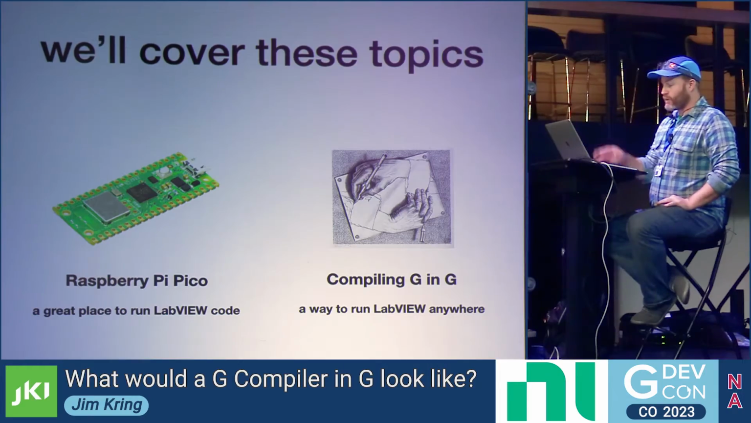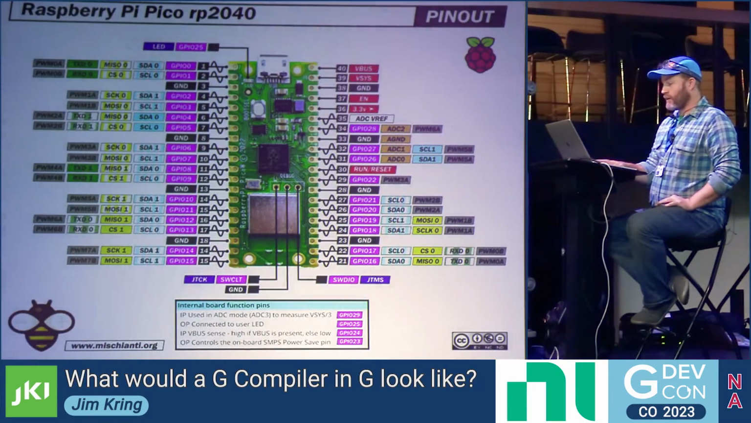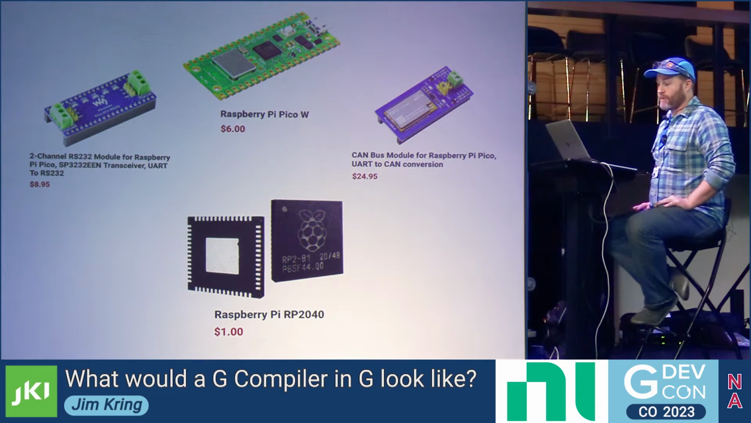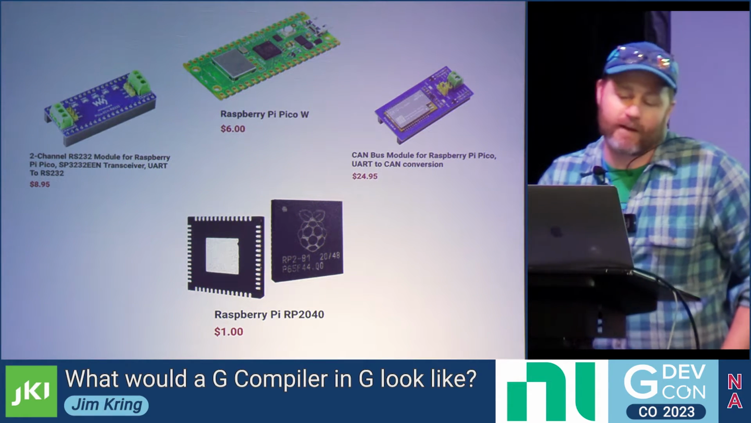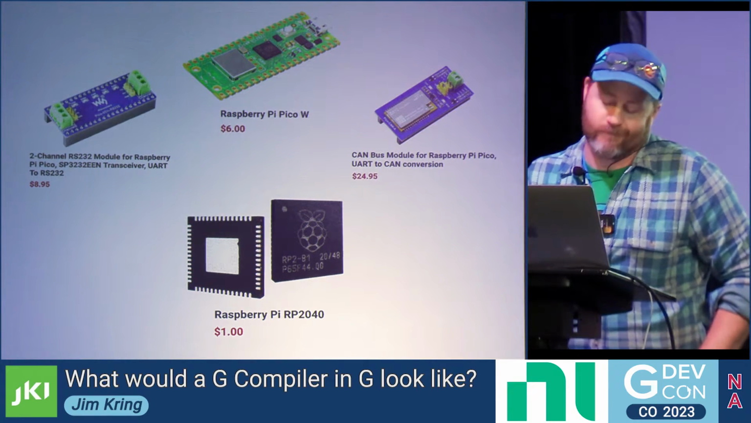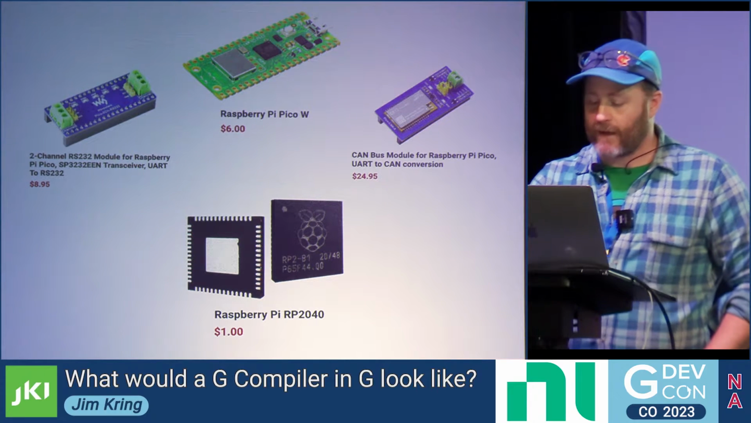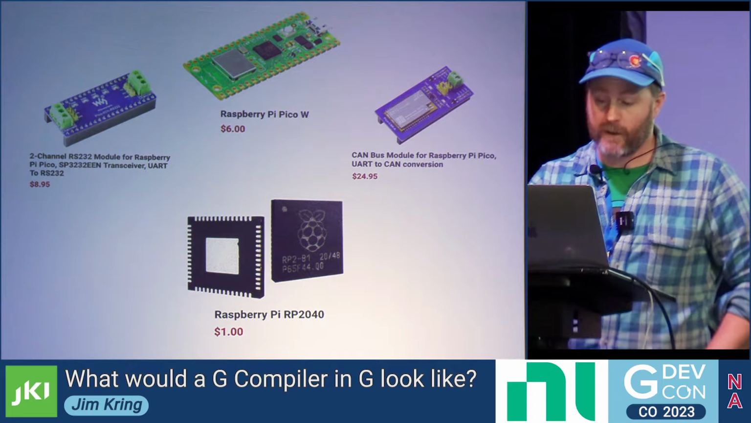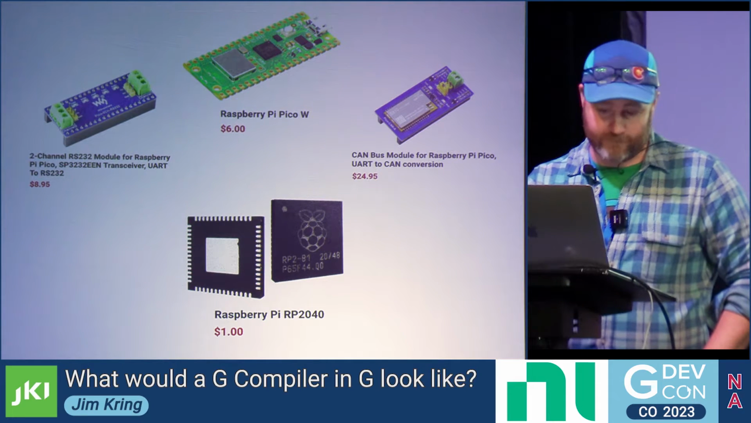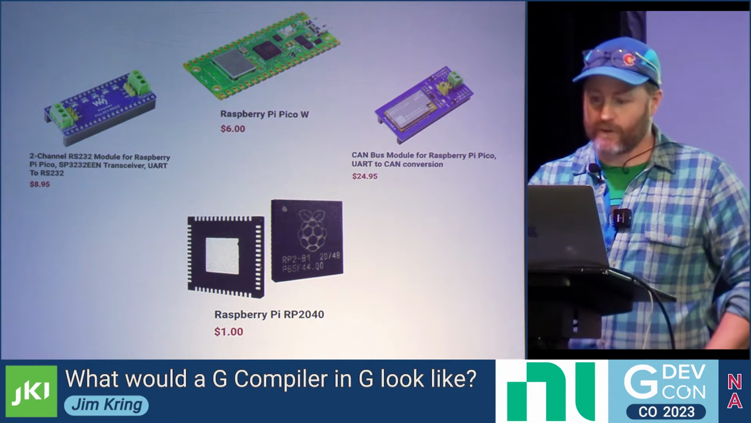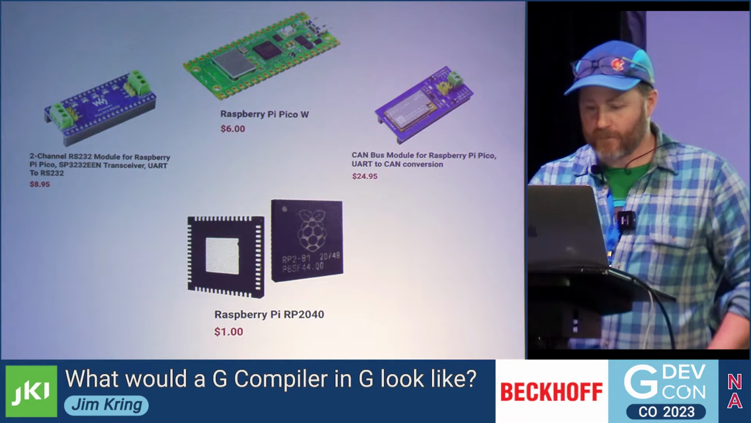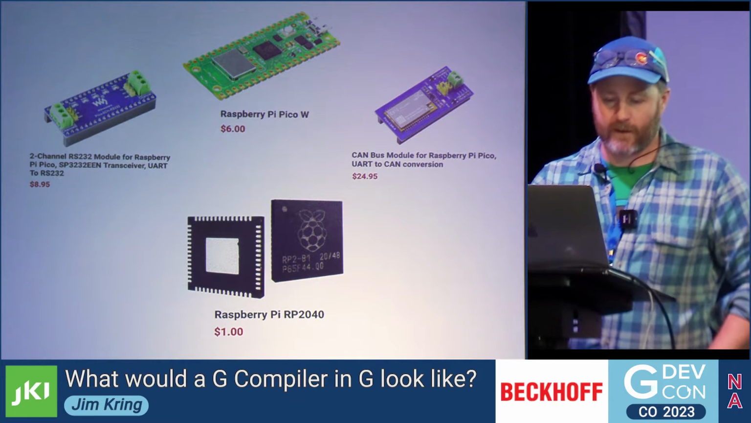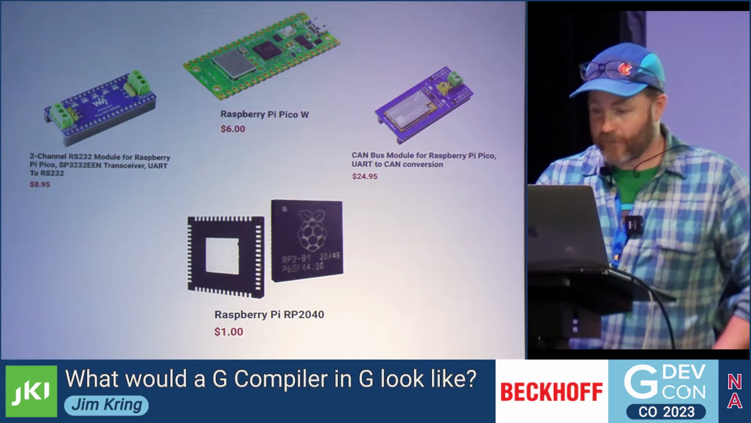Fortunately though, they are pretty cheap. You can get a Raspberry Pi Pico for like $5 or $6 US. The chip is $1 if you want to make your own board. So with the idea of being able to run your LabVIEW code on that, you could build just about anything, a consumer product, what have you.